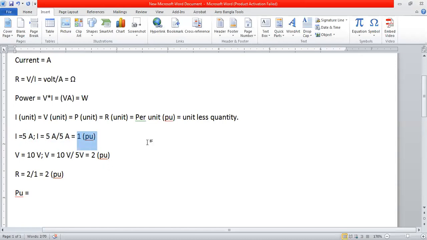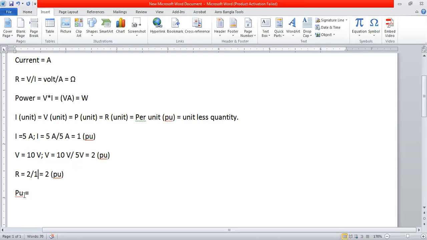Similarly, for the voltage, here the actual value of the voltage is 10 volt, and we have to divide this value by our base value or reference value of the same unit. So the base value or reference value is 5 volt. If we divide the actual value of voltage by the base value of the voltage, we will get the per unit value of the voltage. So these 5 volt or 5 ampere are called the base or reference value.